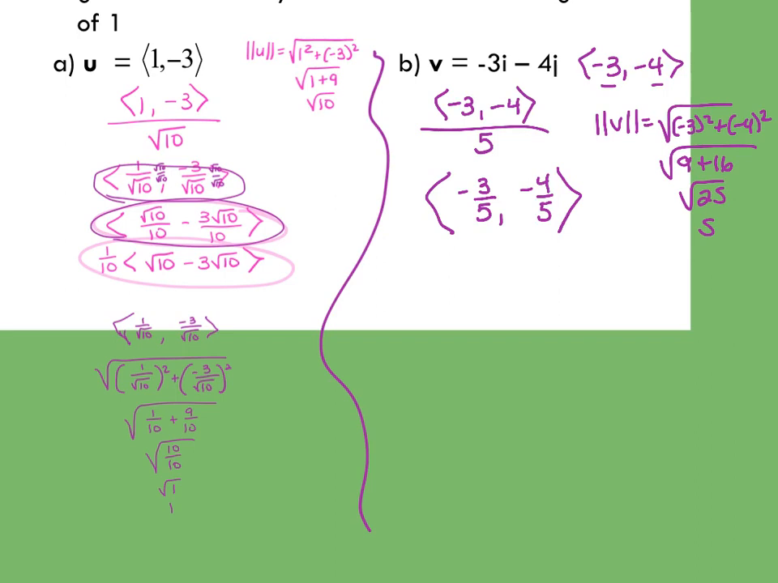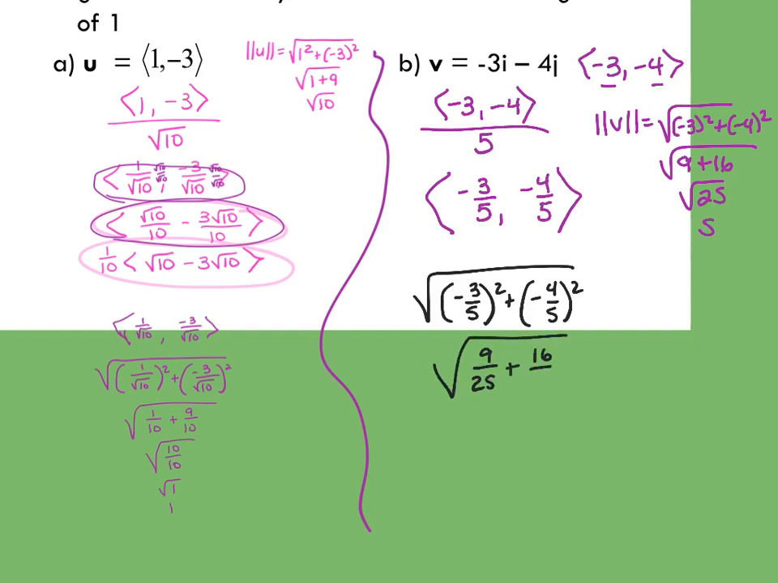To check it, I can do the square root of negative 3/5 squared plus negative 4/5 squared. And I get 9/25 plus 16/25, 25/25, which is the square root of 1, which is 1. So this is the magnitude of the unit vector, in the same direction as my initial vector.